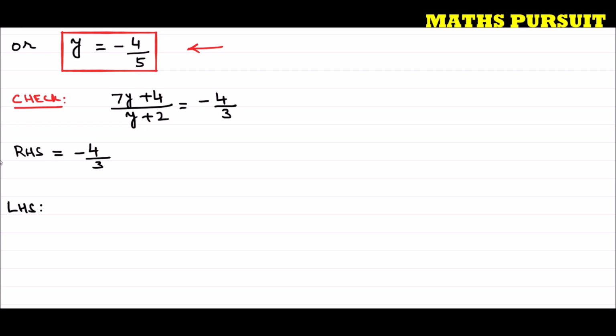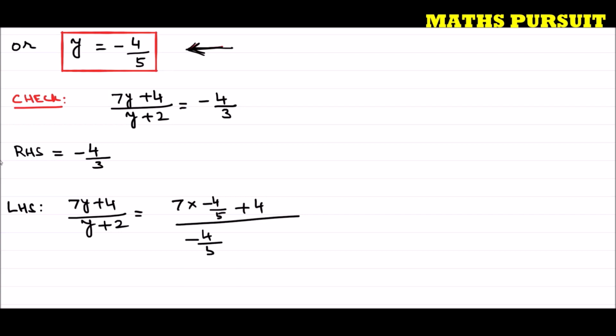Now let us do some calculations for the left hand side. Now left hand side of the equation is 7y plus 4 divided by y plus 2. Now guys, let us replace the value of y with minus 4 upon 5, that is what we got here. So 7 into minus 4 upon 5 plus 4, divided by minus 4 upon 5 plus 2. Or that is equal to, I can write now, 7 into minus 4 is minus 28 divided by 5, plus 4 means 4 upon 1, and 2 is 2 upon 1.